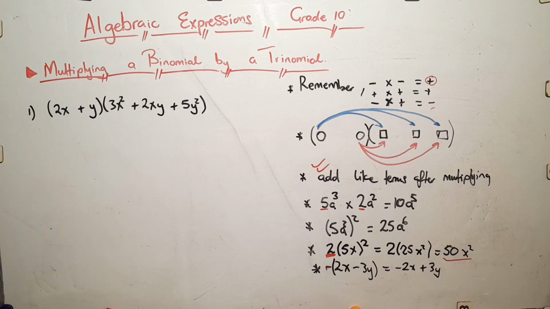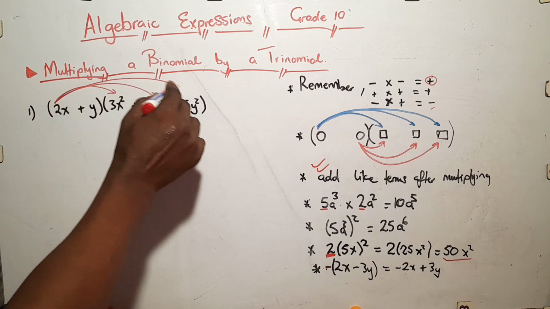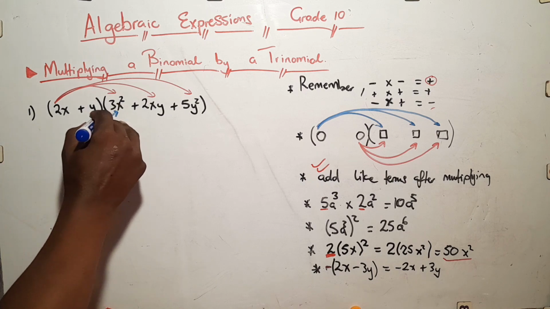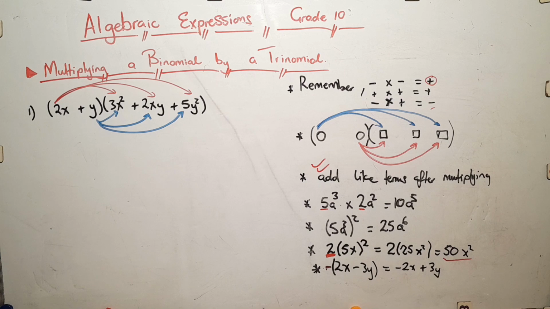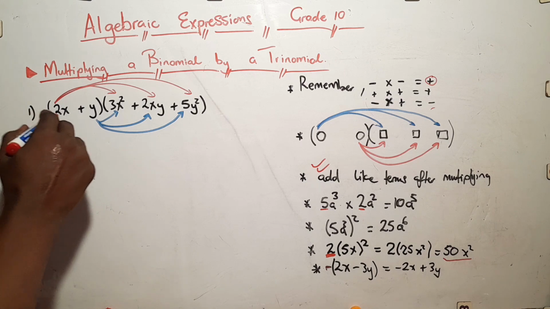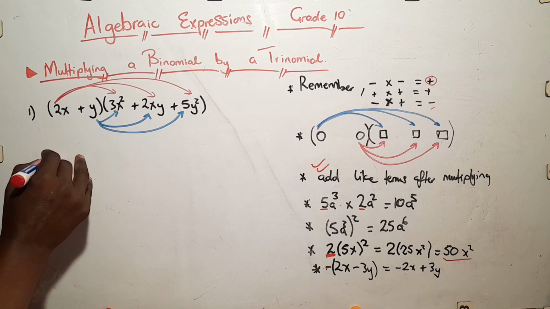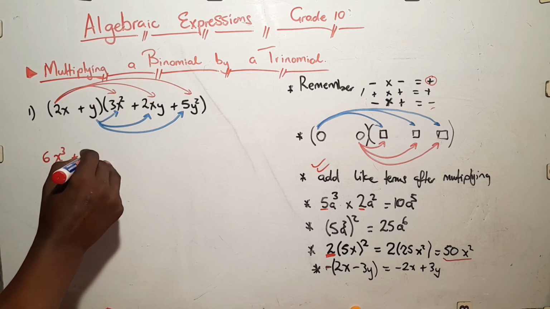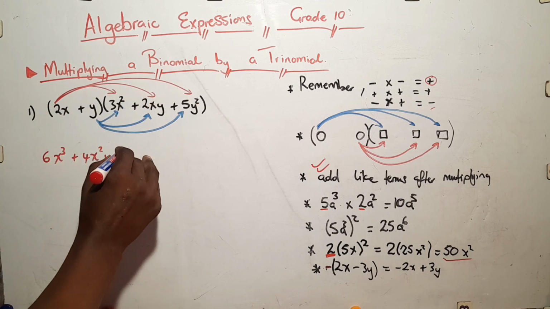So let's see how we can work with multiplying a binomial with a trinomial to find our answer. Obviously the first term is going to multiply that, that, and that. Then the second term will multiply that, that, and that as well. So let's see. 2x multiplied by 3x squared: first the coefficients multiply each other, so we have 6x cubed. And this multiplied by that gives us 4x squared y.